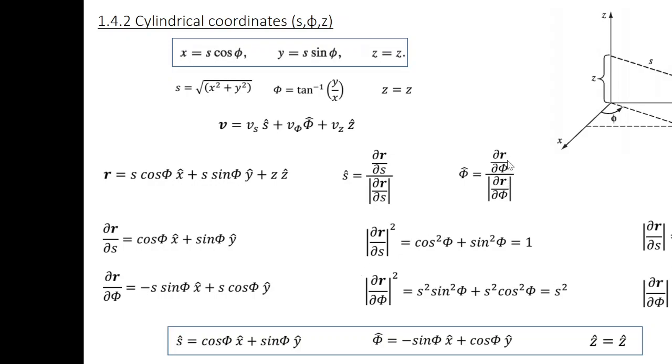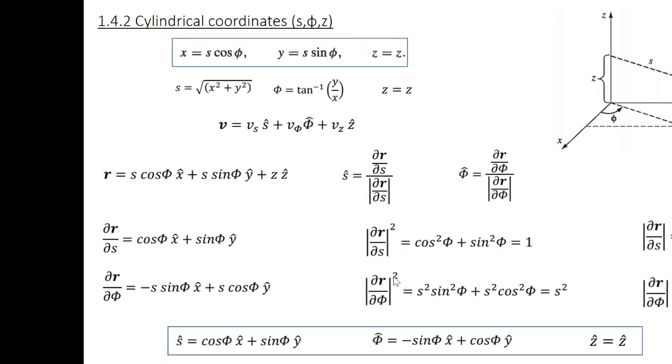Same way, calculate dou r by dou phi. So you have to find derivative of cos phi, which is minus sin phi. And here derivative of sin phi gives you cos phi. And the third component, there is no phi parameter, so the derivative of this term gives you 0. So dou r by dou phi equal to minus s sin phi x cap plus s cos phi y cap.